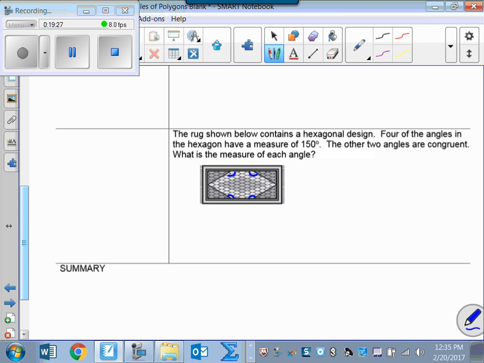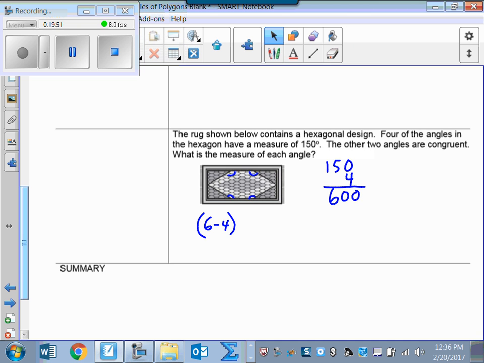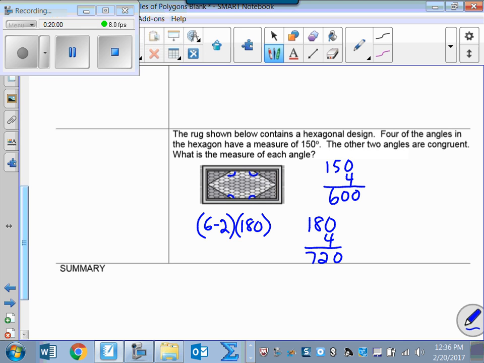Well, I know those 4 are 150 each. And if I multiply that by 4, I get 600 degrees, right? What is the sum of the measures of the interior angles of a hexagon? Well, it's going to be 6 minus 2 times 180. 180 times 4 is 720.